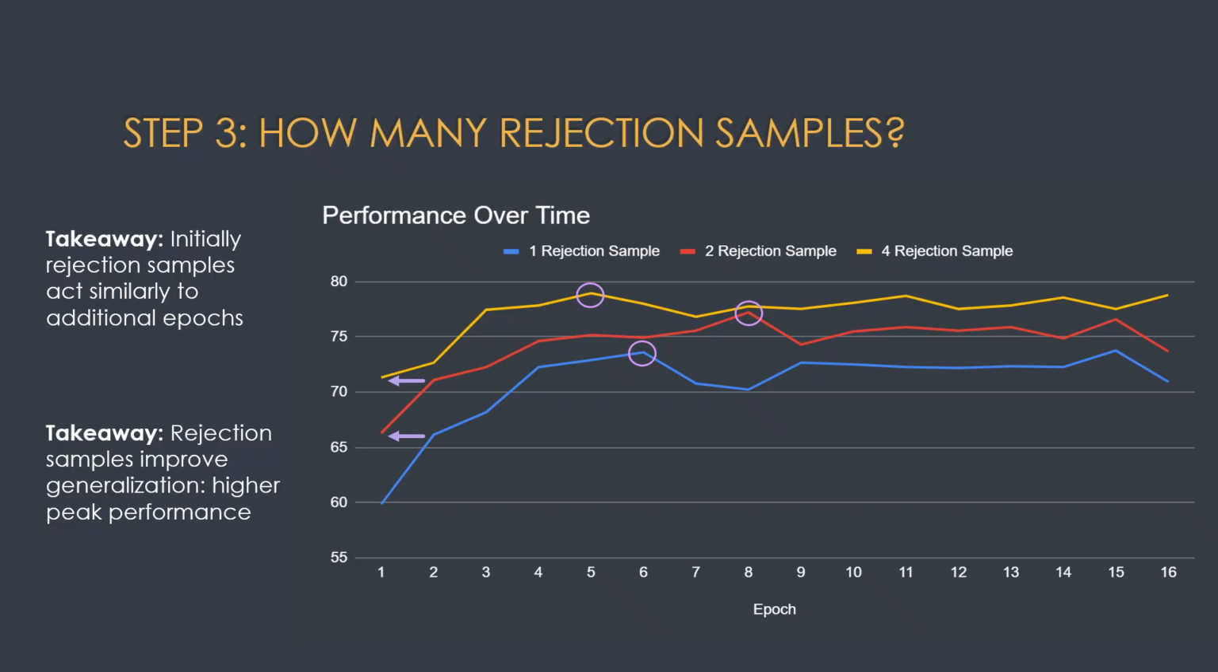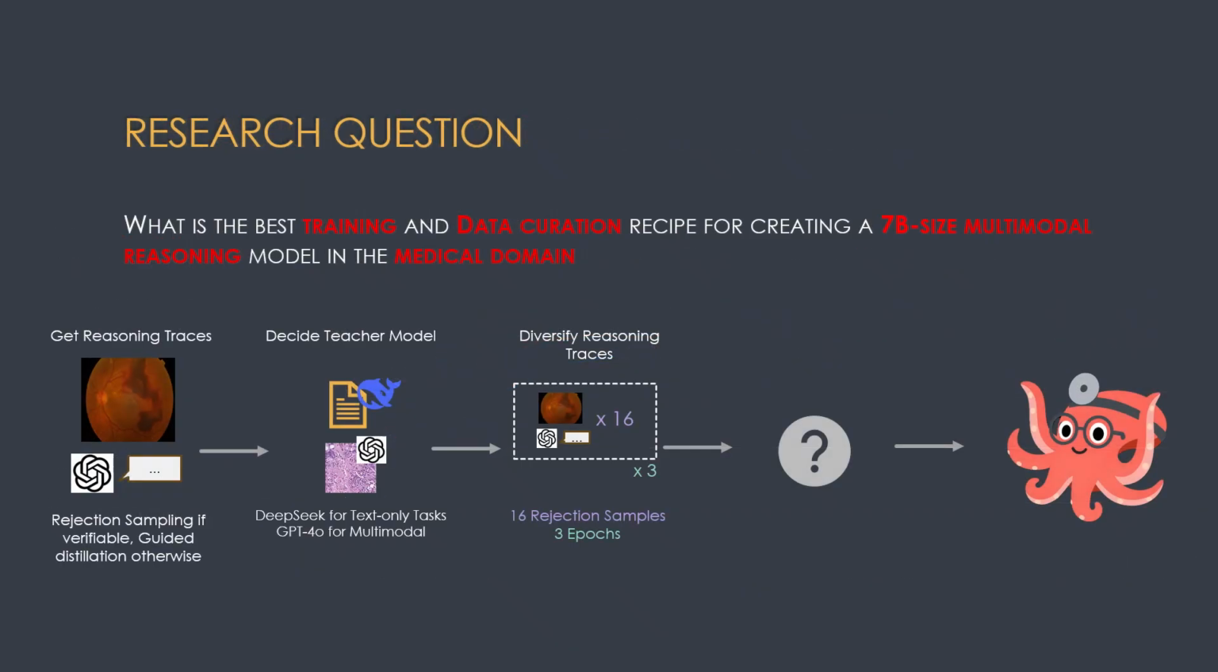However, as you scale up further, rejection samples improve generalization in a way that extra epochs do not. The peak performance with 16 rejection samples is meaningfully higher than what you'd get by just training longer on a smaller set. So the diversity of reasoning matters beyond just exposure. We settled on 16 rejection samples per question over 3 training epochs as our diversification strategy.